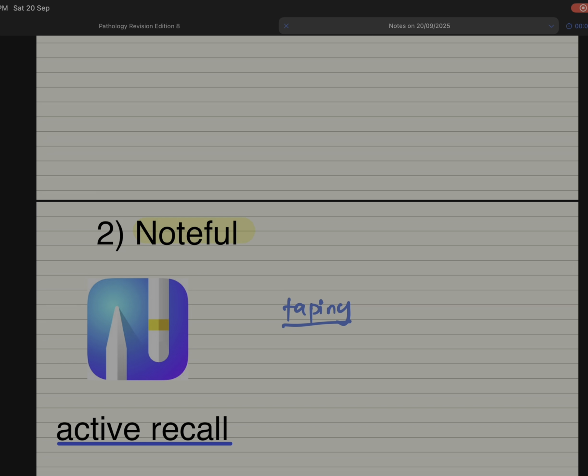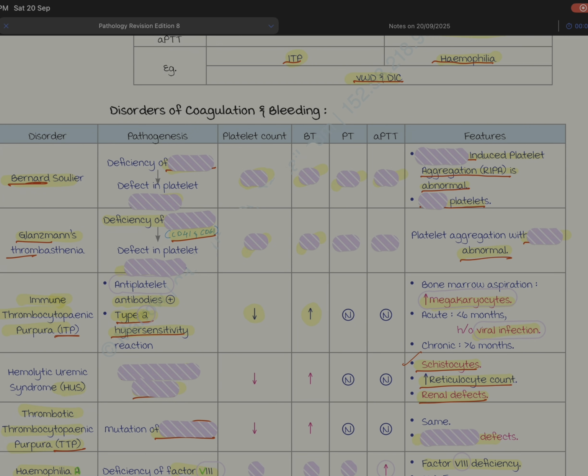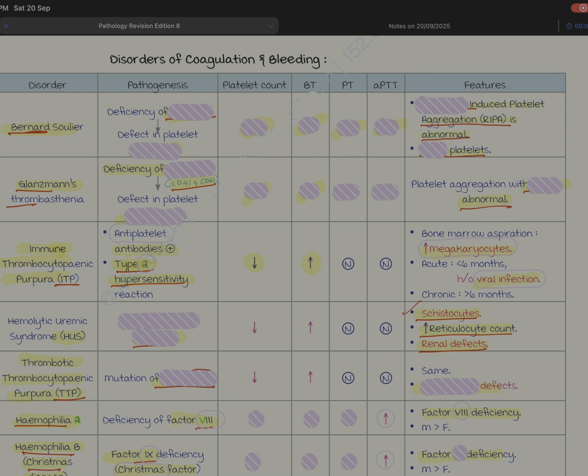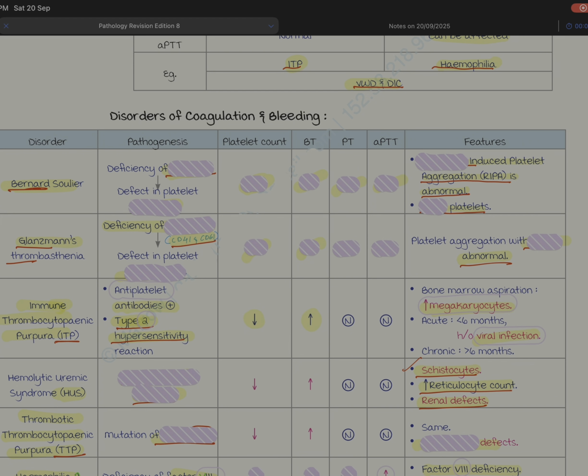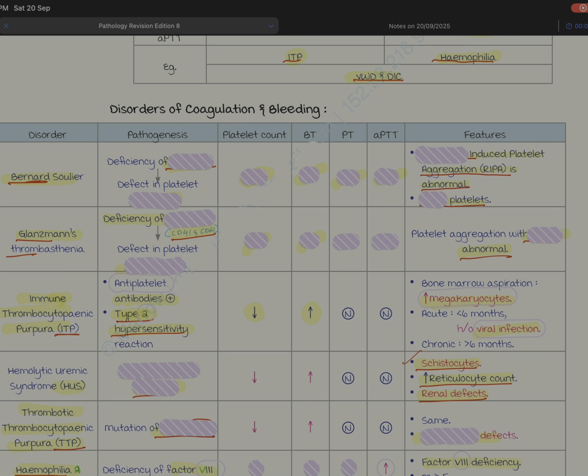And coming to this taping feature, I think it's one of the best things that I have found that helps me to actively recall anything. Just so useful. I think it has completely changed the way I learn. So I'll show you an example of it. So this is your rapid revision pathology notes. See, it is a very extensive table of coagulation and bleeding disorders.